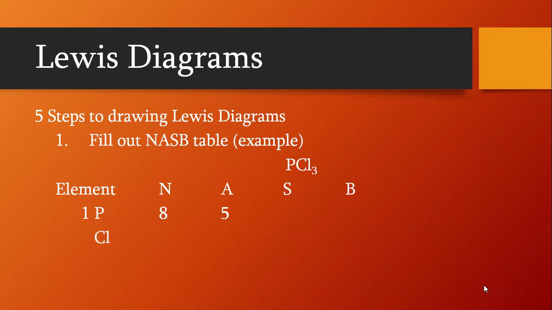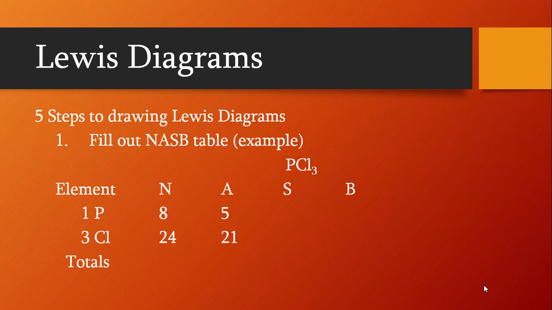Then there's the chlorine. We have 3 chlorines. Each chlorine needs 8 electrons to reach noble gas configuration. 3 times 8 is 24. Each chlorine has 7 valence electrons. 3 times 7 is 21.